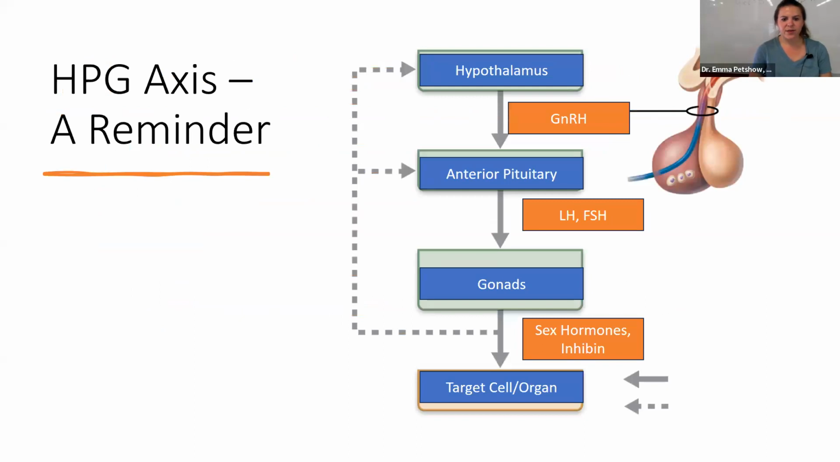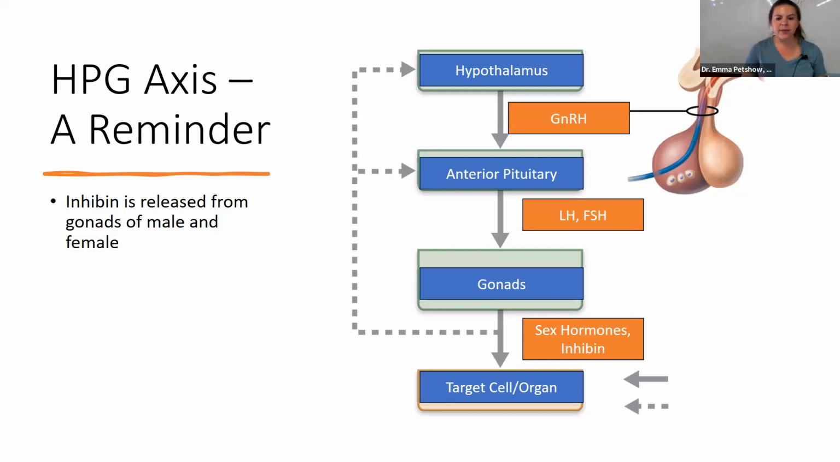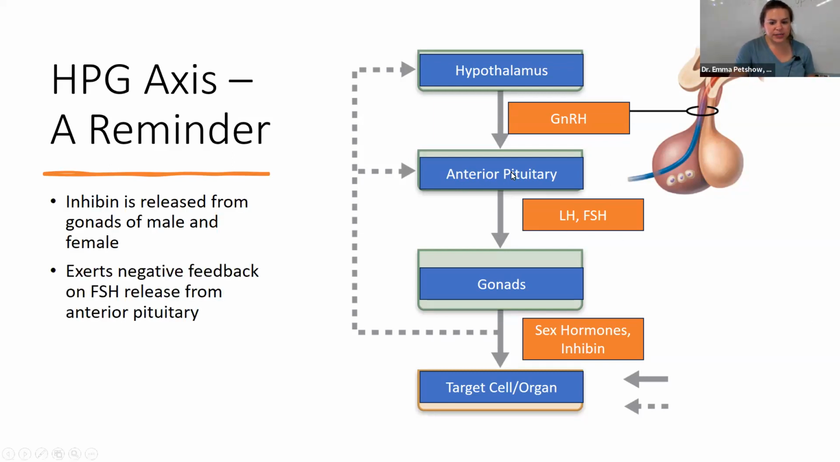Okay. So a reminder, all of this control starts all the way up top in the brain and the endocrine system. Our hypothalamus to our anterior pituitary, to the gonads, ovaries, testes, to our target cells or organs. GnRH is the communicator between hypothalamus and anterior pituitary. LH and FSH go from anterior pituitary to gonads. And then from gonads, we release sex hormones, depending on the sex and the gonad, and inhibin.